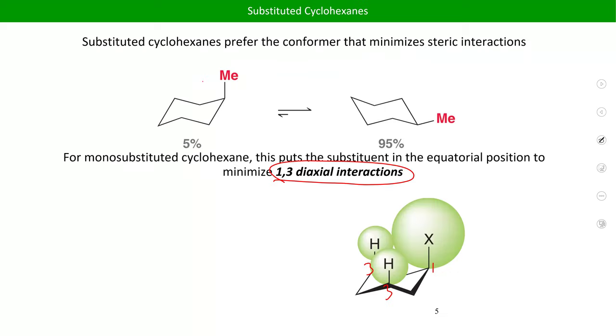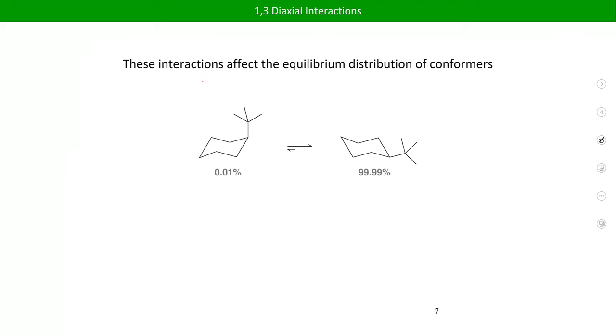And so if it's 95:5, and when you have a methyl, that makes it pretty clear already that equatorial, where you're putting your biggest substituent in the equatorial position, is better than the axial position. And that gets even larger as we get bigger and bigger substituents.